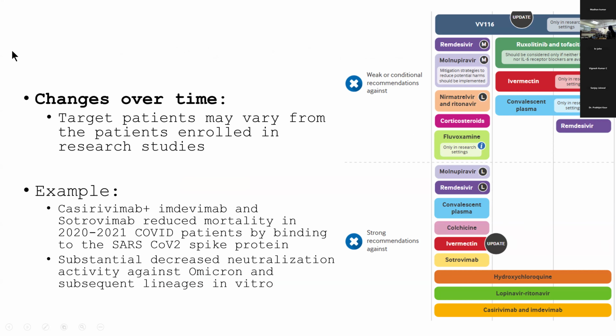A classic example is actually in COVID-19. In 2020 to 21, WHO had recommended casirivimab and imdevimab and sotrovimab for COVID. These are basically neutralizing antibodies which bind to the spike protein of COVID-19. But from 2022, the COVID variant changed. It became Omicron, and the subsequent lineages didn't have this particular sequence. So these two monoclonal antibodies had no effect in the in vitro studies.